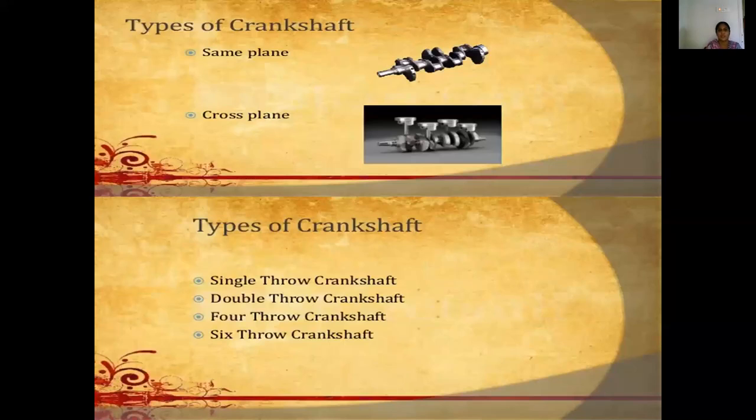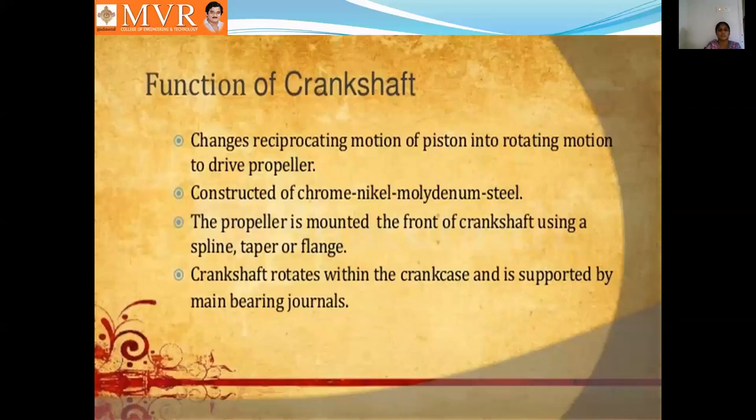These are the types of crankshaft in same plane and also cross plane, and also the different types of crankshaft used in IC engines. First one, single throw crankshaft, double throw crankshaft, 4-throw and 6-throw. Okay, the functions of crankshaft. The function of crankshaft is to change the reciprocating motion of the piston into rotating motion to drive the propeller. It is constructed of chrome, nickel, molybdenum, and steel.